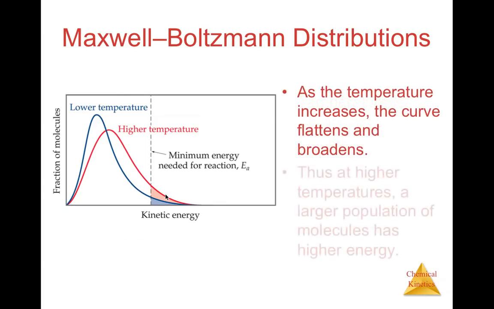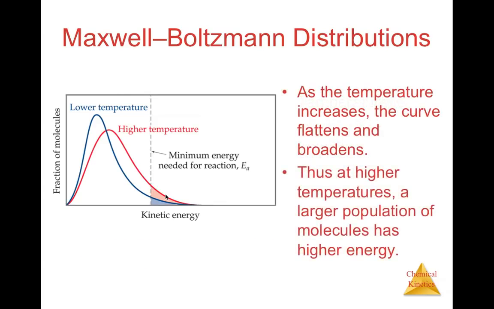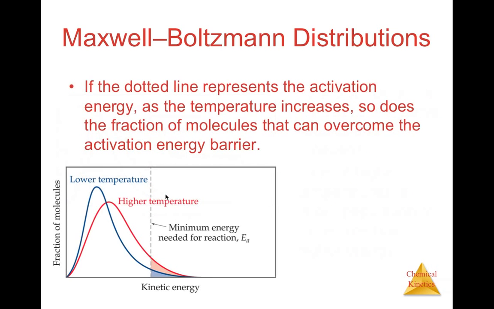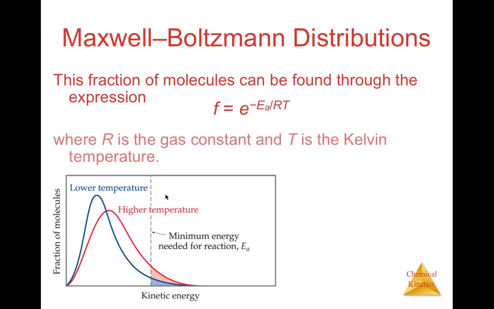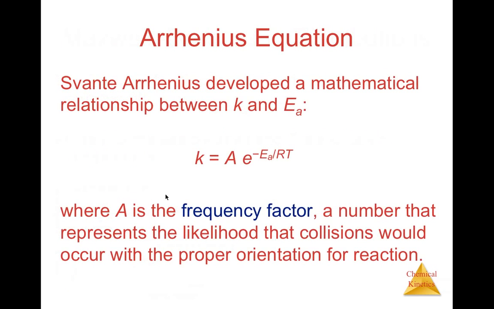As the temperature increases, the curve flattens and broadens, and thus at higher temperatures, a larger population of molecules has higher energy. If the dotted line represents the activation energy, so does the fraction of molecules that can overcome the activation energy barrier. As a result, the reaction rate increases with temperature. This fraction of molecules can be found through an expression. This expression was further modified by Arrhenius, and he came up with an equation called the Arrhenius Equation.